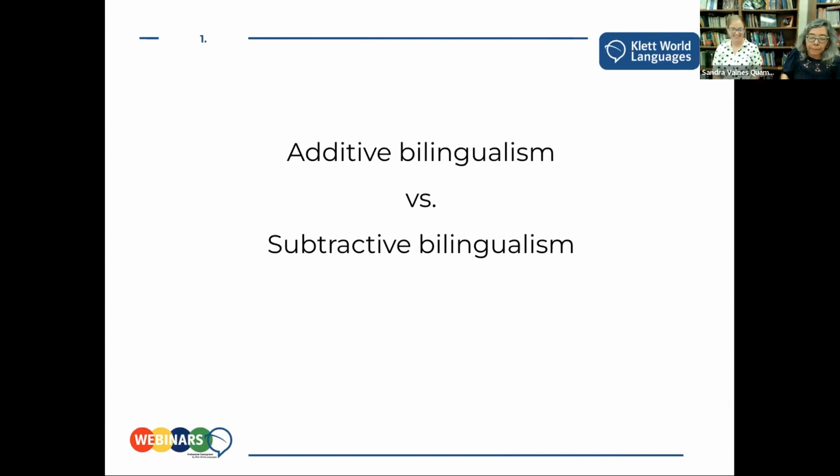As part of this meta-awareness, as I said before, we talk about additive bilingualism and subtractive bilingualism. And the question that we pose to the students is, what does it mean for you? What does learning a second language mean to you? And most of the time they recognize that they're adding a language to their repertoire, either to English, if they are speakers of English only, or to the other languages that they speak.